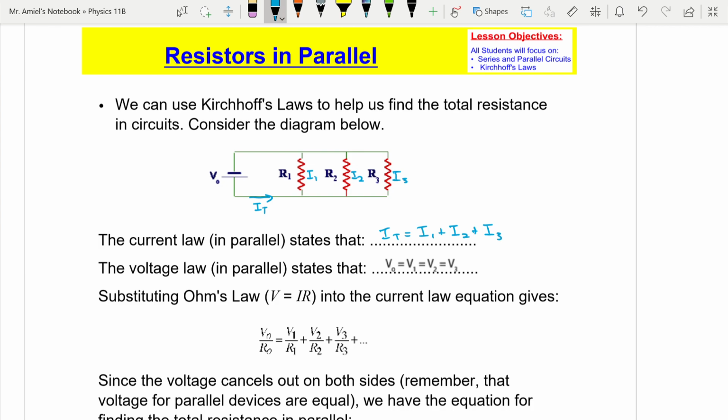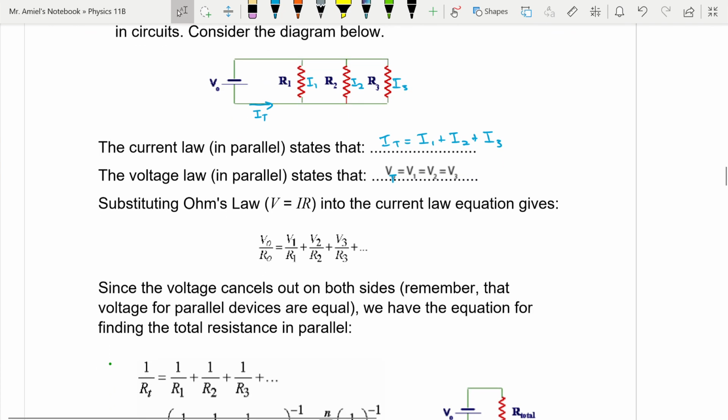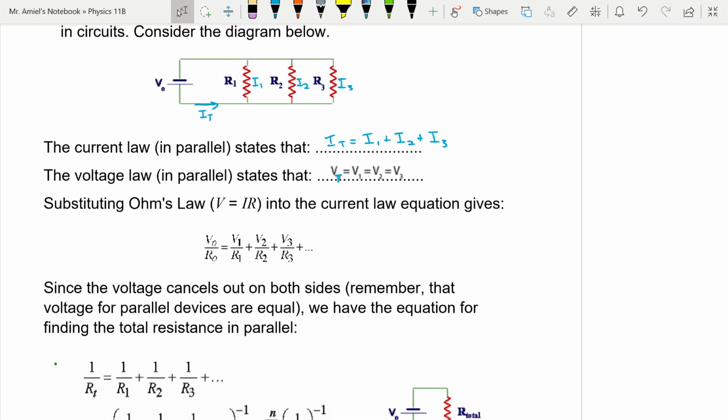The voltage law in parallel tells us that our voltage total is equal to our voltage 1, which is equal to our voltage 2, which is equal to our voltage 3. So we're going to do the exact same thing that we did before. We are going to substitute Ohm's law into the current equation, except this time we're using this variation.